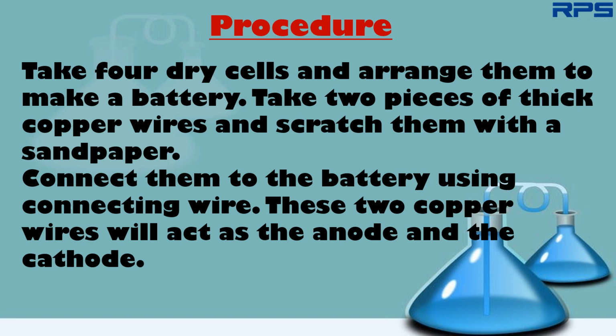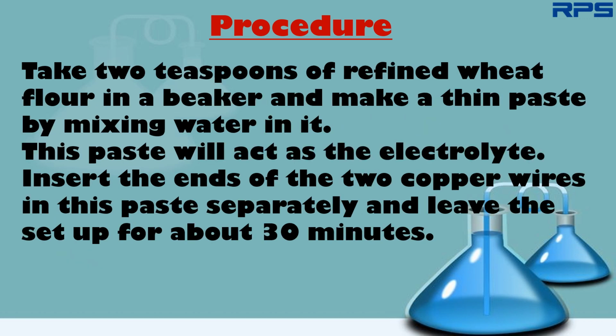To perform the experiment, take 4 dry cells and arrange them to make a battery. Take 2 pieces of thick copper wires and scratch them with a sandpaper. Connect them to the battery using connecting wires. These 2 copper wires will act as anode and the cathode. Now take 2 teaspoons of refined wheat flour in a beaker and make a thin paste by mixing water in it. This paste will act as the electrolyte. Insert the ends of the 2 copper wires in this paste separately and leave the setup for about 30 minutes.